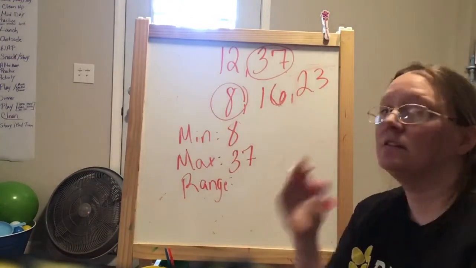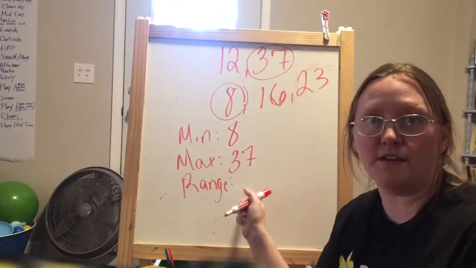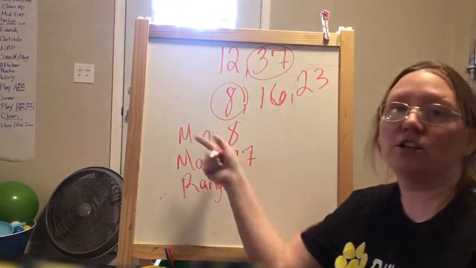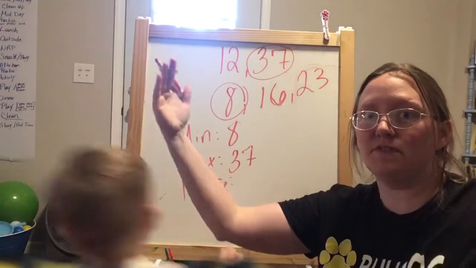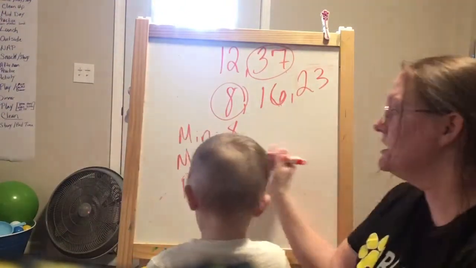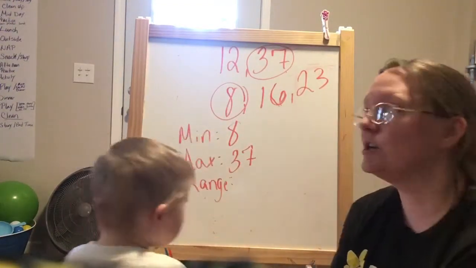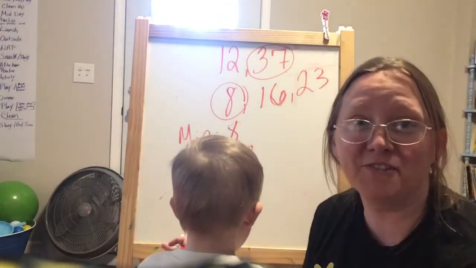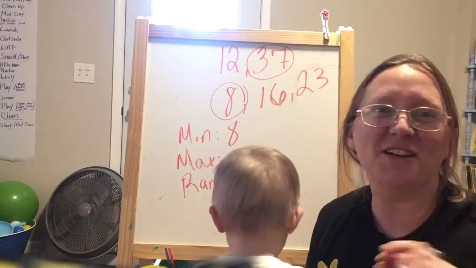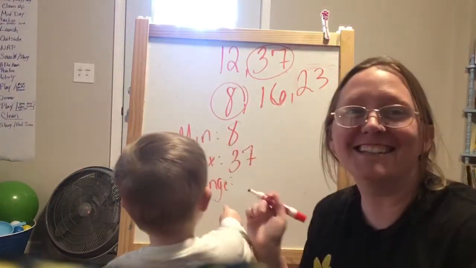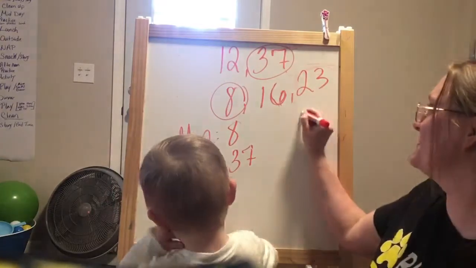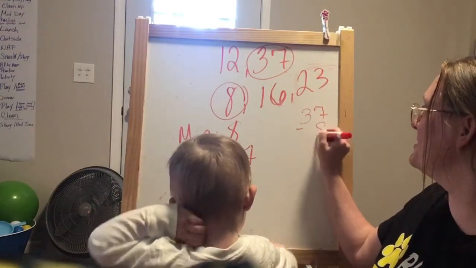Because I asked. So then you're going to take these 2 numbers, and for the range, you actually subtract. Range wants to know the distance from the smallest to the largest. So minimum's your smallest, maximum's your largest, range is the difference. Range is the difference between your minimum and your maximum. So we're going to take 37, and we're going to minus 8.